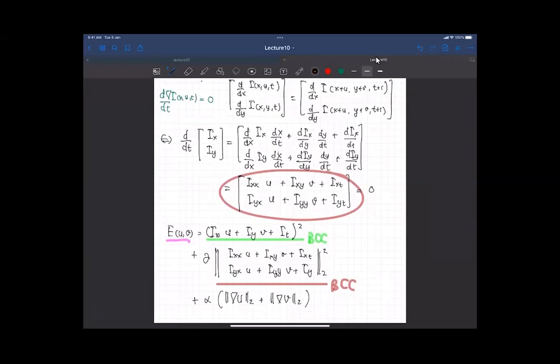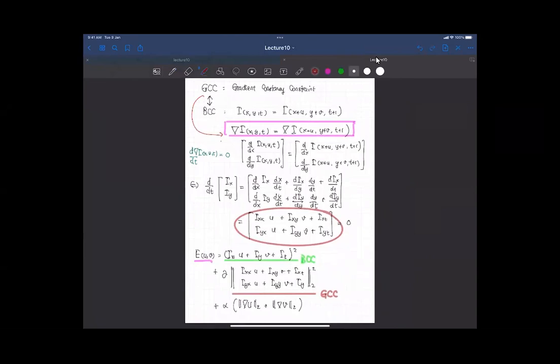And of course, the optimization will be more complex because you have these two with the second term there. But I will not discuss the optimization in detail here, but the logic is the same, because everything here is a quadratic function. You can use Euler-Lagrange as in the Horn and Schunck to do the optimization.